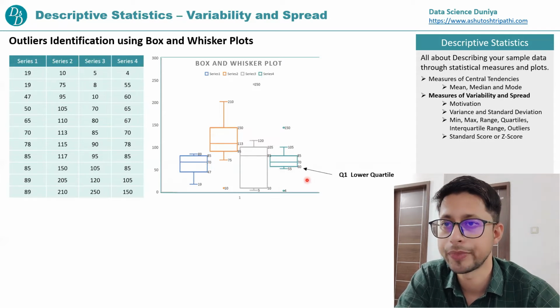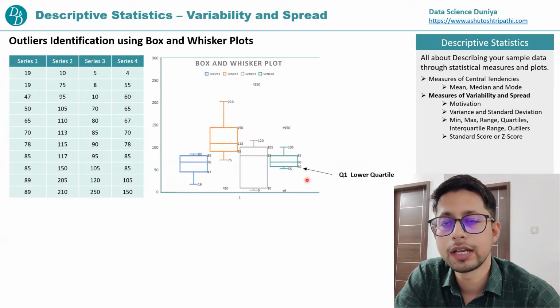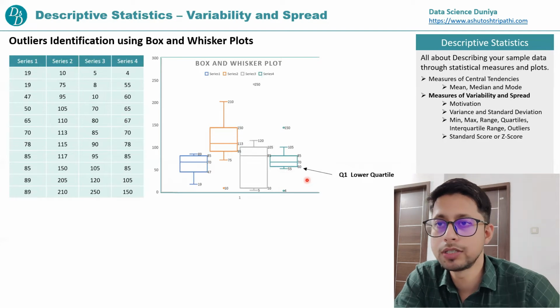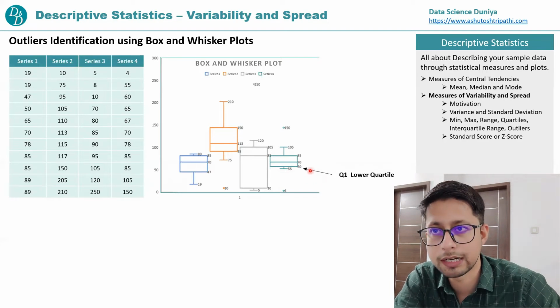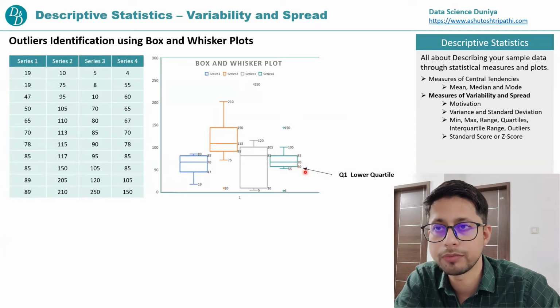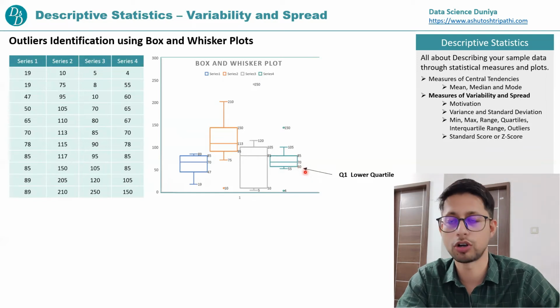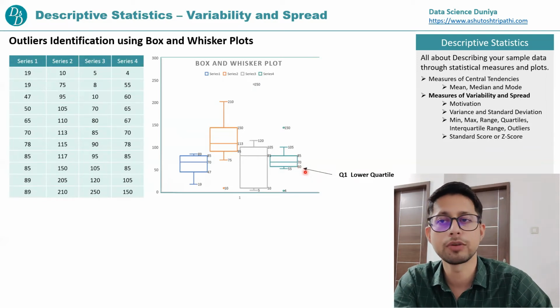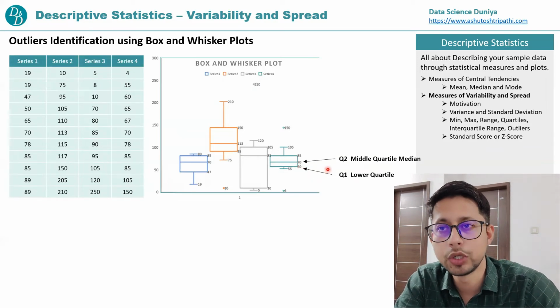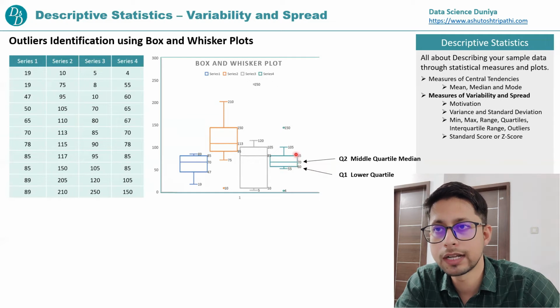Let's see. Where will Q1 be represented in the box plot? Q1 is the lower quartile, and that will be represented by 60 here. If you just focus on this rectangle, the bottom value of the rectangle is 60, and that is the lower quartile. That is the lower 25% of the data. And then Q2 will be in the center of this middle rectangle. That is 70.